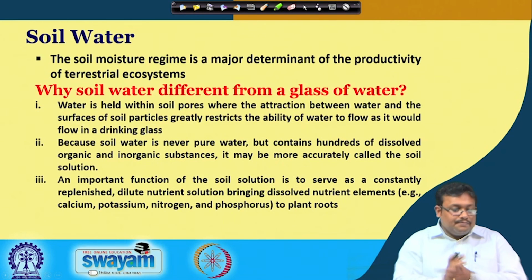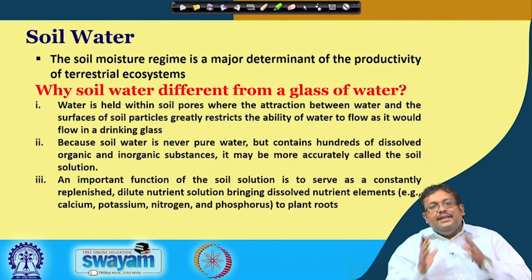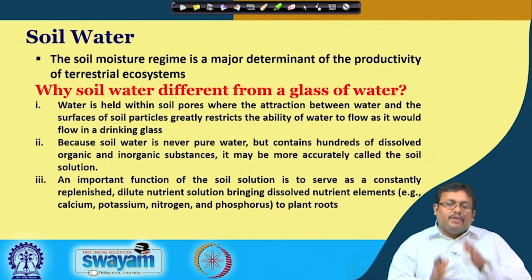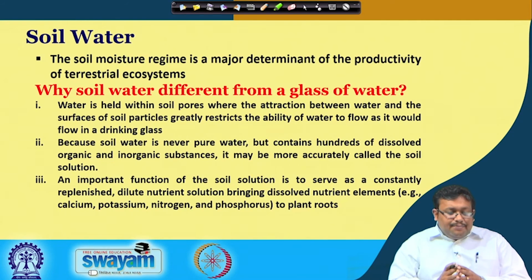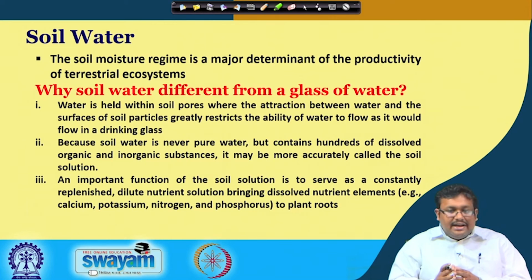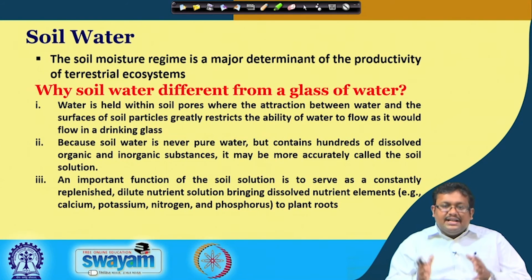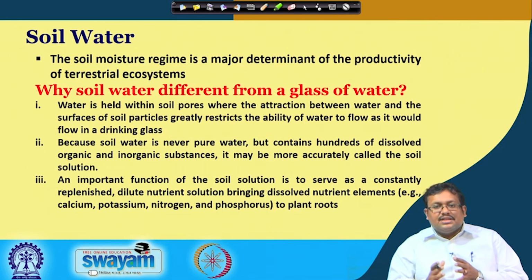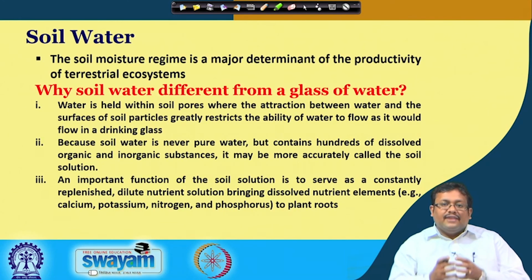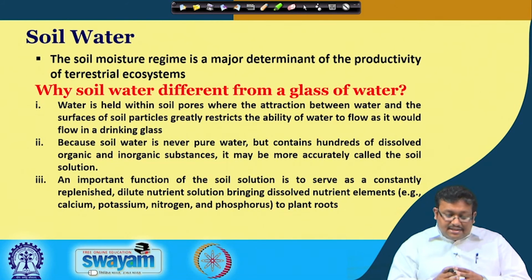So, soil water. Soil water or soil moisture regime is a very important major determinant of productivity of the terrestrial ecosystem, and soil water is different from a glass of water because it behaves differently in the soil. We will talk in details about soil water, what are their characteristics and what are the different types of attractive forces present in the soil for holding this soil water. We will discuss in details in the later classes.